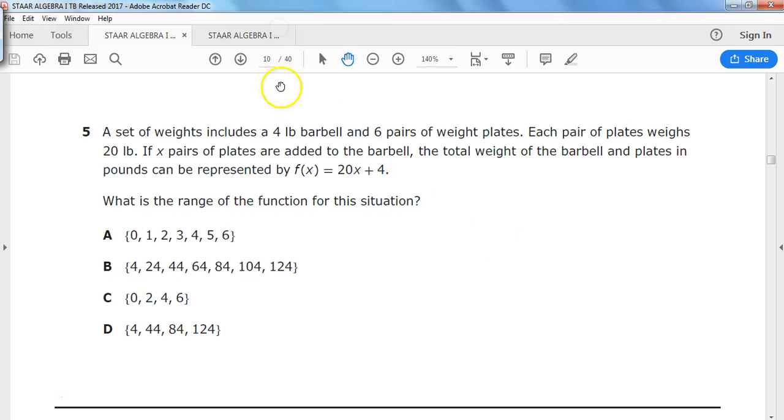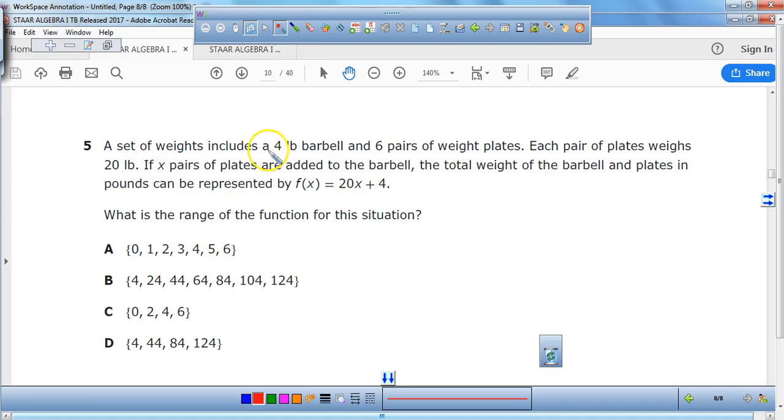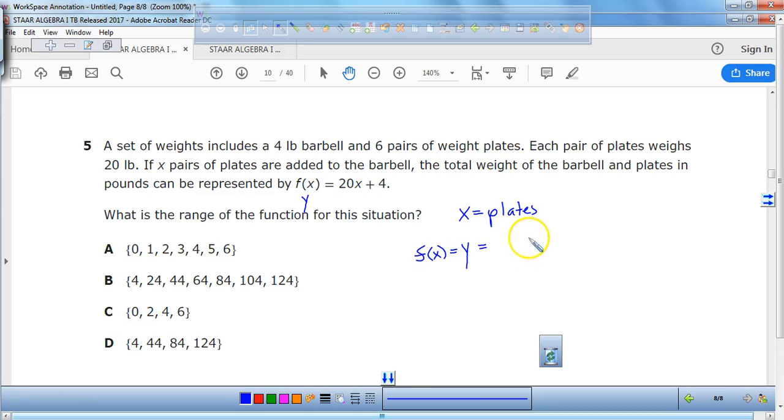All right, problem number 5. It says a set of weights includes a 4-pound barbell, okay, and 6 pairs of weight plates. Each pair of plates weighs 20 pounds. If x equals the plates that are added to the barbell, so x equals the plates, okay, and the total weight of the barbell and the plates in pounds is represented by f of x, so that's our y, okay, so y equals, which is the same as f of x, that's function notation. Simply means y, and that equals the total pounds of the barbell with the plates.